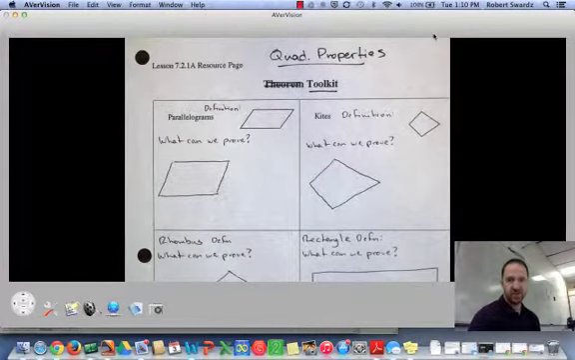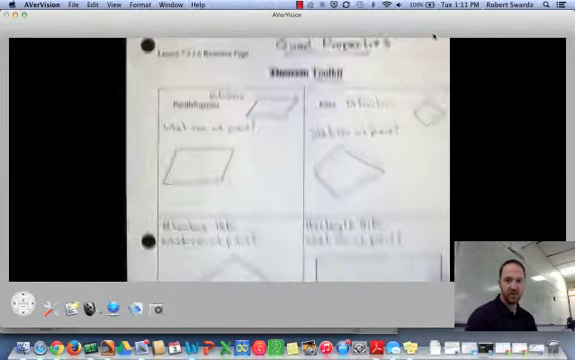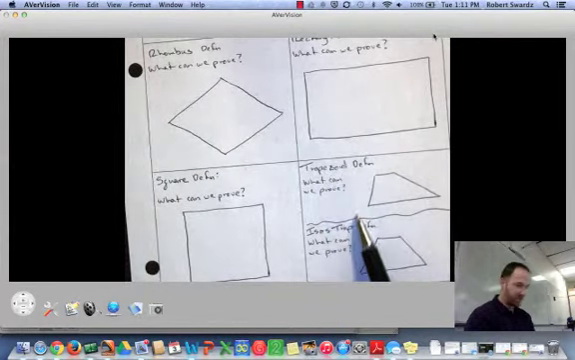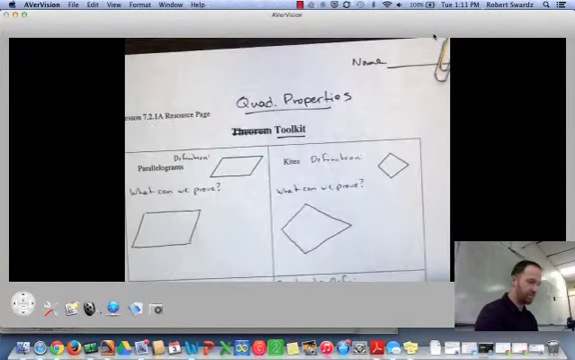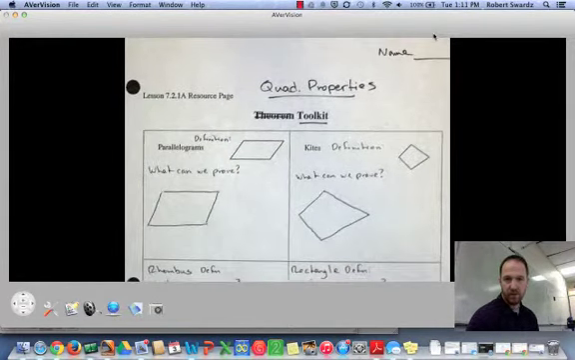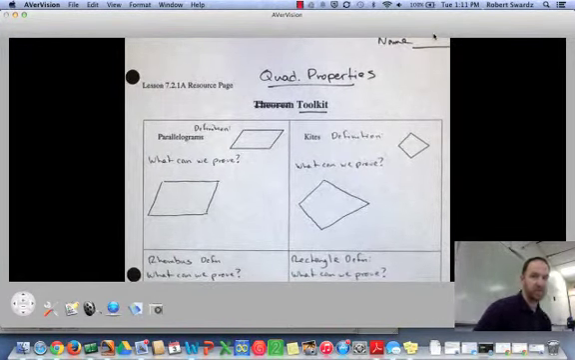Hi there, everybody. This video is on quadrilateral properties, and really it's about what we can prove about the different quadrilaterals. We've got parallelograms, kites, a rhombus, rectangle, trapezoid, isosceles trapezoid, and square. And you may think you know a lot about those shapes based on what you've done in previous classes.